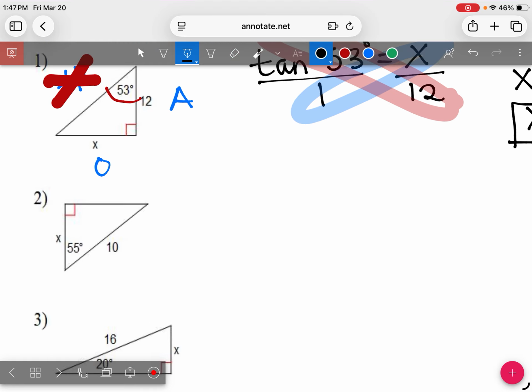All right, let's go ahead and look at number 2. Now this is my angle. Yes.